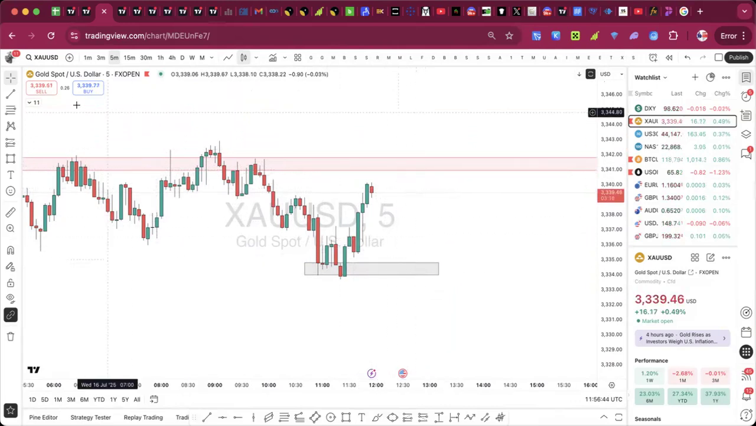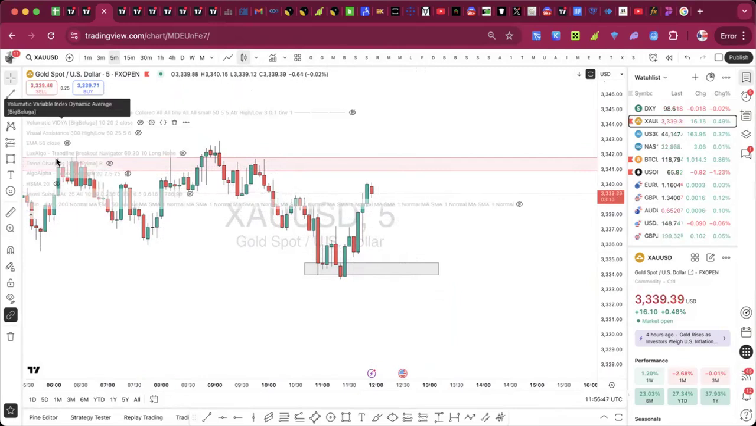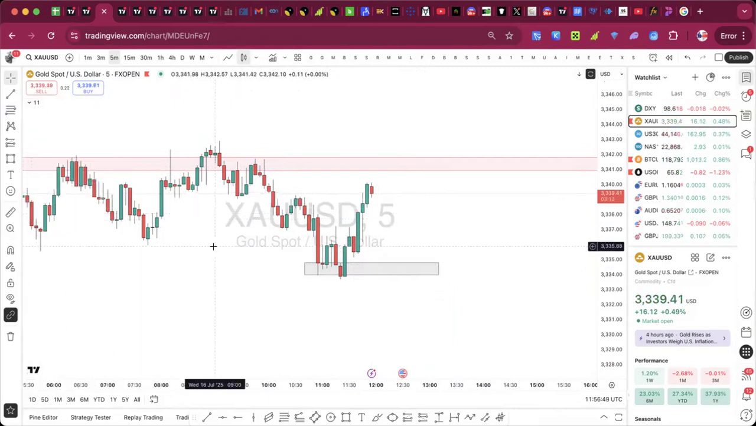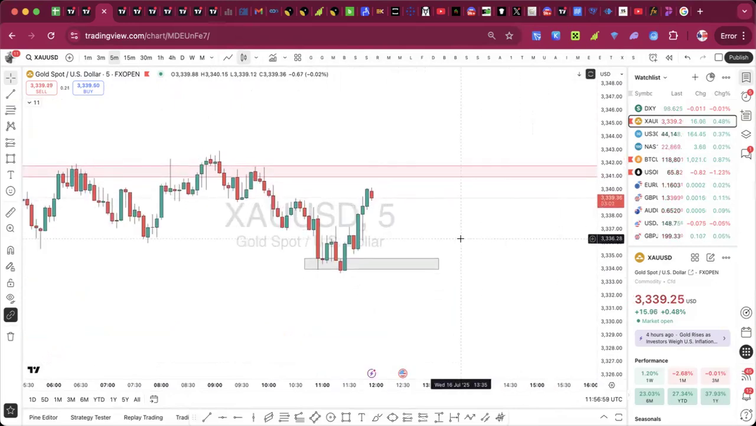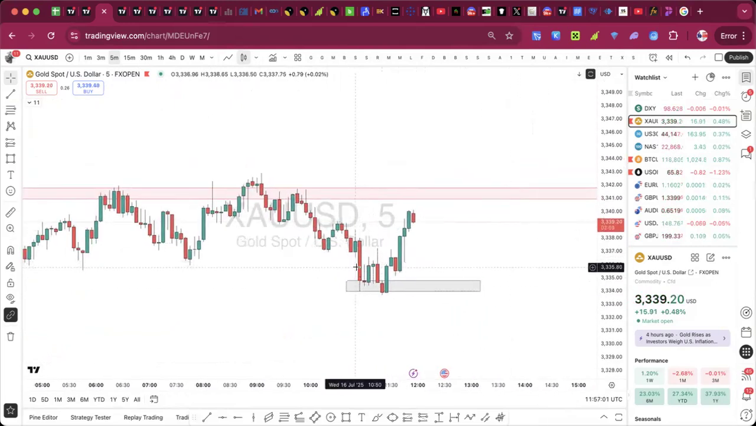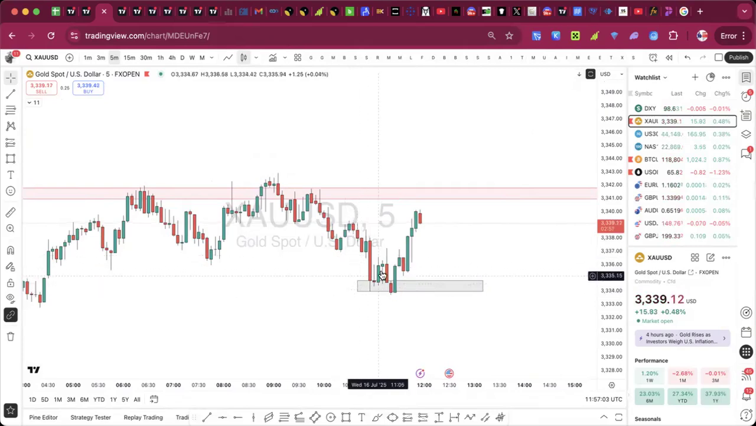Now, if you go back and just enable your MACD, you can see your MACD cross is exactly where you have actually trailed and refined your entry to be. That's where your MACD has actually given it to you.